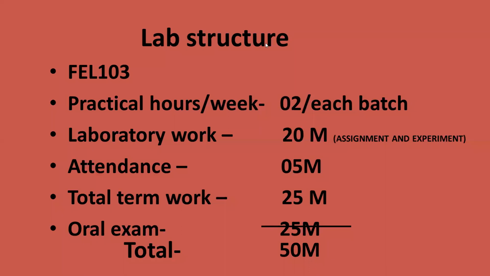Then this is the laboratory structure, that is your experiments. So laboratory, that is the practicals. For each batch, there will be 2 hours of practical per week. Then laboratory work carries 20 marks. This laboratory work includes experiment write-up and the assignments. So this complete evaluation, assignment plus experiment, will have 20 marks. The distribution will be 10 plus 10, 10 for assignment and 10 for experiment.